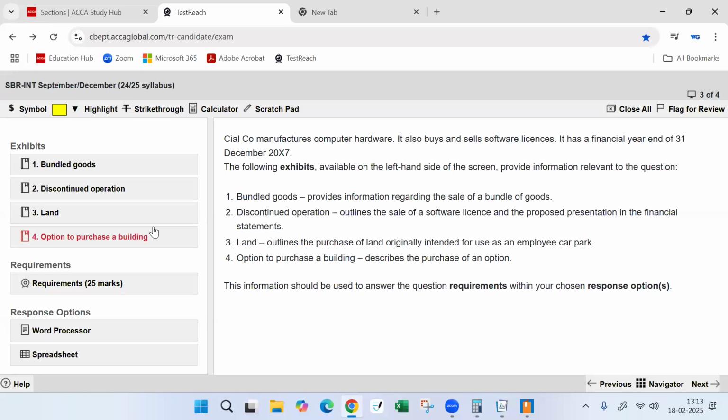Do you understand? Students might miss that part. They would have identified that it is not an option or it is not a derivative, but they would have missed the second part.